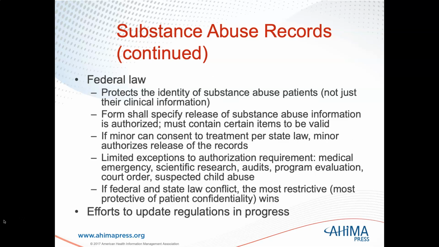Let's see, moving on. Federal law protects the identity of substance abuse patients, not just their clinical information. Their authorization form needs to be very clear and specify that release of substance abuse information is being authorized by the patient. And it has to have certain items on the form to be valid, whether that form is paper or electronic. If a minor can consent to treatment per state law, then the minor can authorize release of the records.